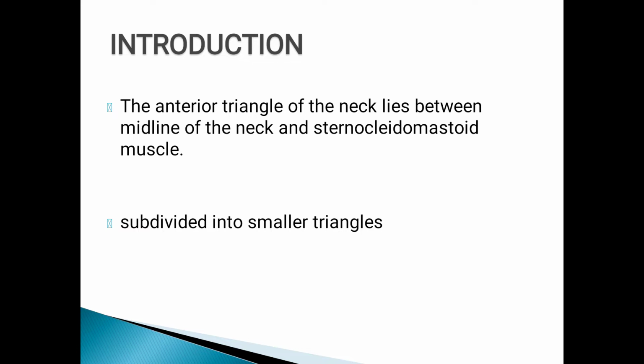So what is the boundary of the anterior triangle? Medially, it is formed by the midline, which extends from the base of the mandible to the manubrium, and laterally we have the anterior border of the sternocleidomastoid muscle. Further, this anterior triangle is divided into smaller triangles. We will discuss it in a later slide.